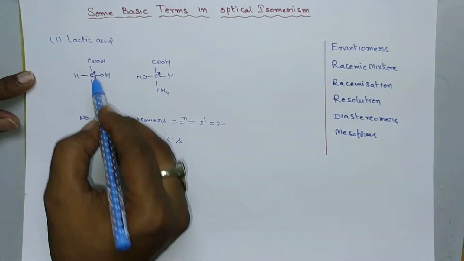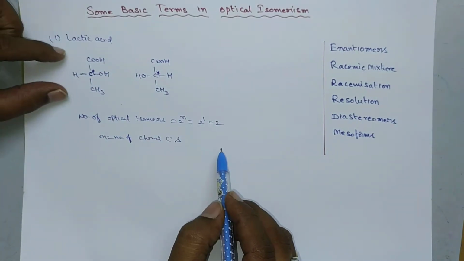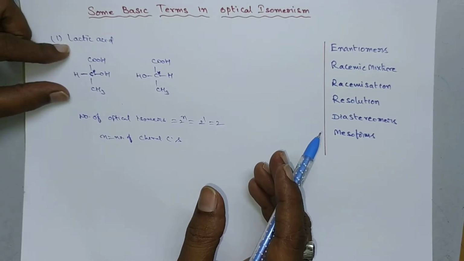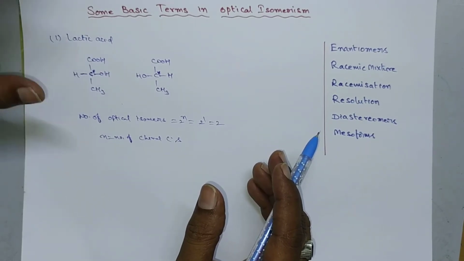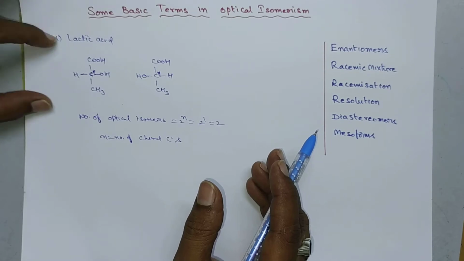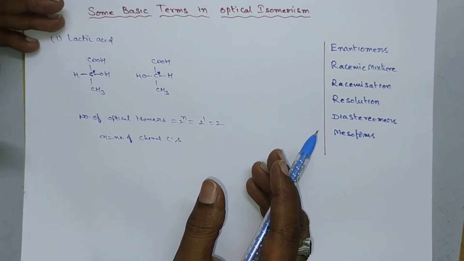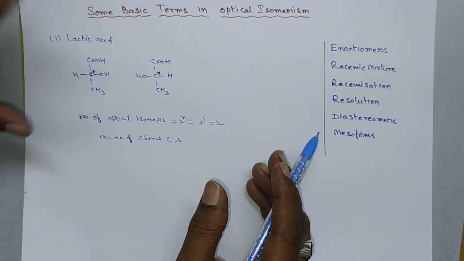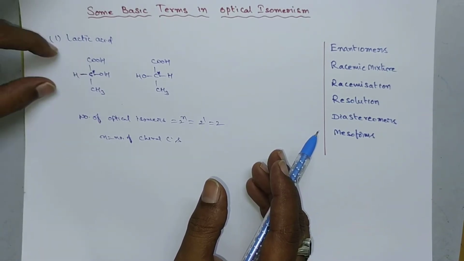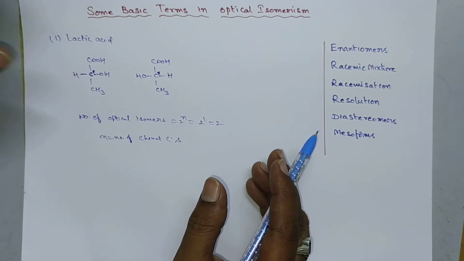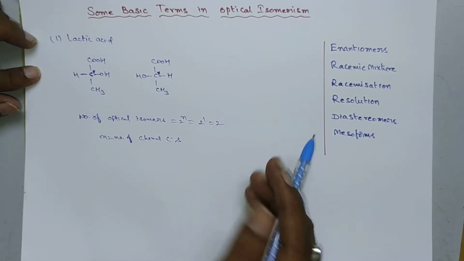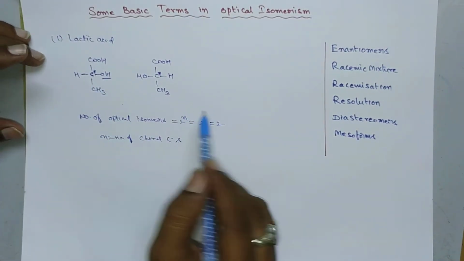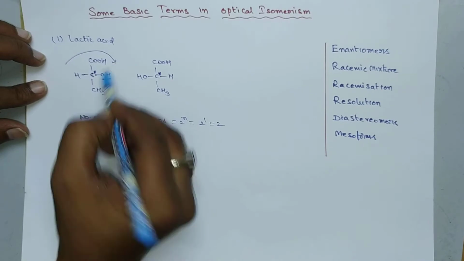Here, whether the molecule is a dextro molecule or a levo molecule cannot be predicted by seeing the molecule. It can be predicted only by an experimental method, that is by placing it in a polarimeter. So whether it is a levo or dextro molecule cannot be predicted by seeing the molecule; it can only be predicted by using a polarimeter. For our convenience, here the OH is present at the right hand side, so it may rotate in clockwise direction.